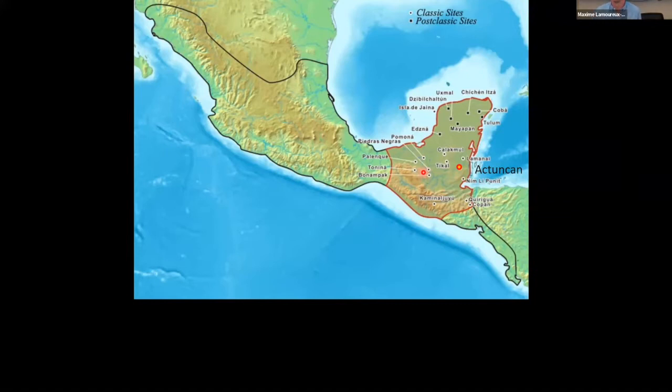Very briefly, I want to give you some geography. The site we're primarily going to be talking about today is Actuncan, which is located here in western Belize. This doesn't have the modern geographic borders, but the Guatemala-Belize border runs just to the west of the site, about 2 kilometers to the west.